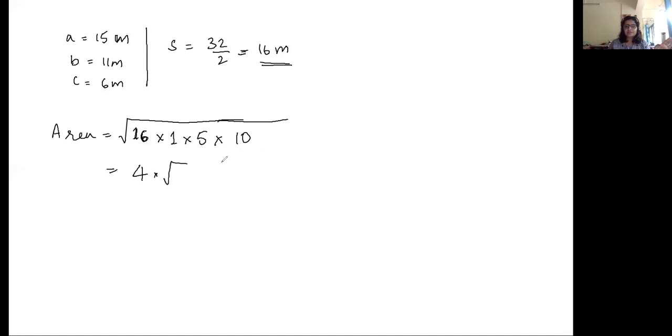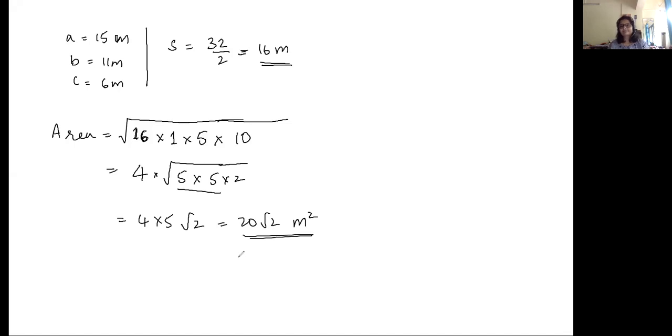Then you'll be left with root of 5 into 10, right? So 10 is a small number, just factorize it as 5 into 2. So here 5 into 5 you can also get out. So you get 4 into 5 root 2, which is equal to 20 root 2. Always don't forget the units, meter square.